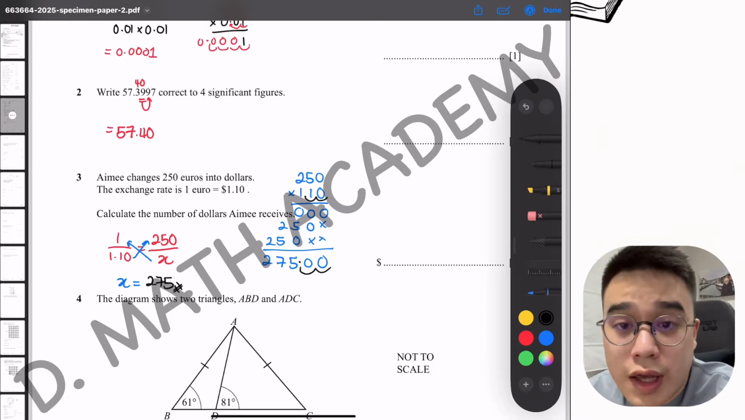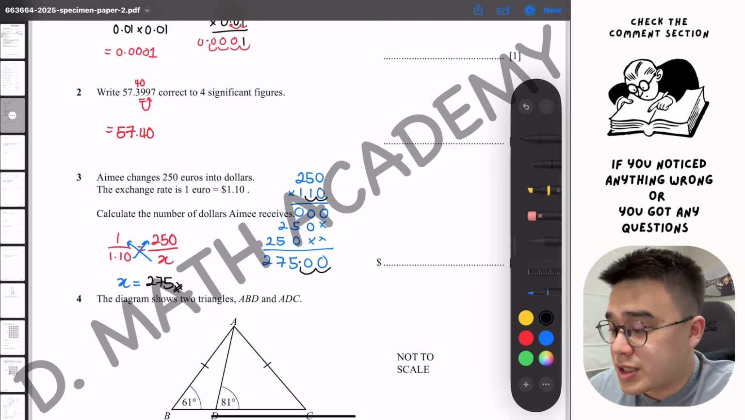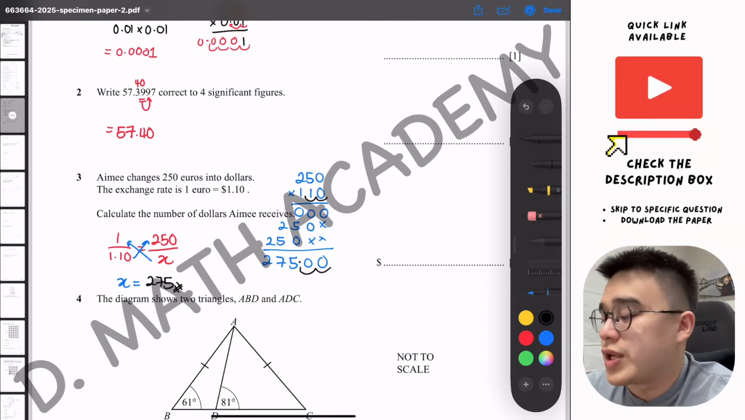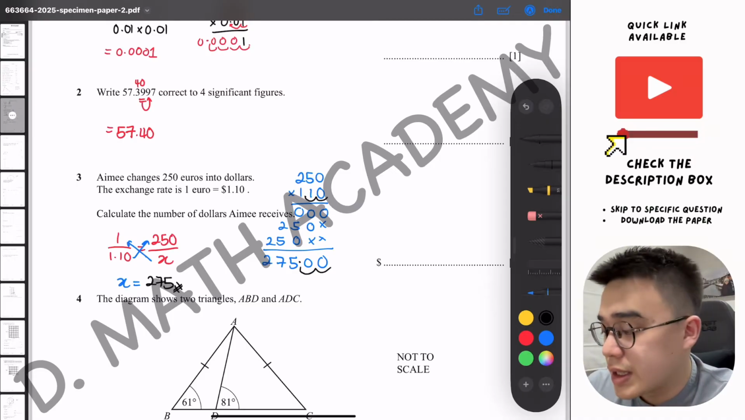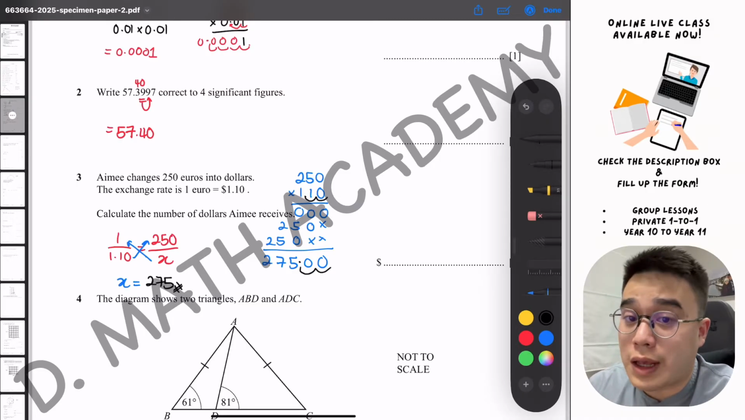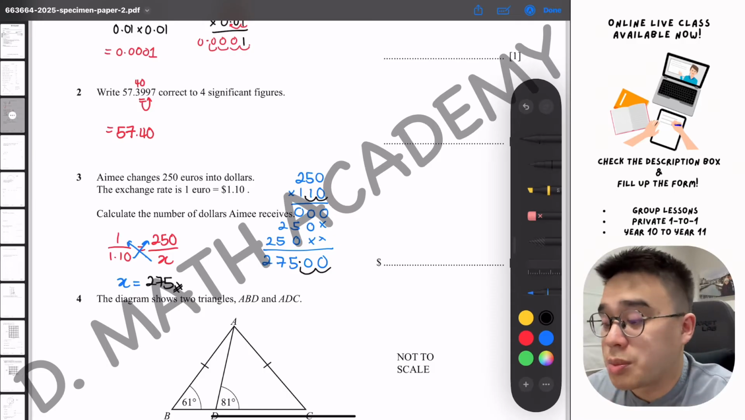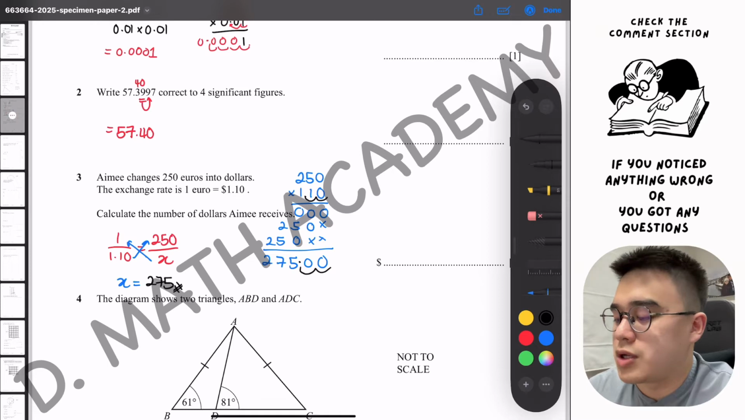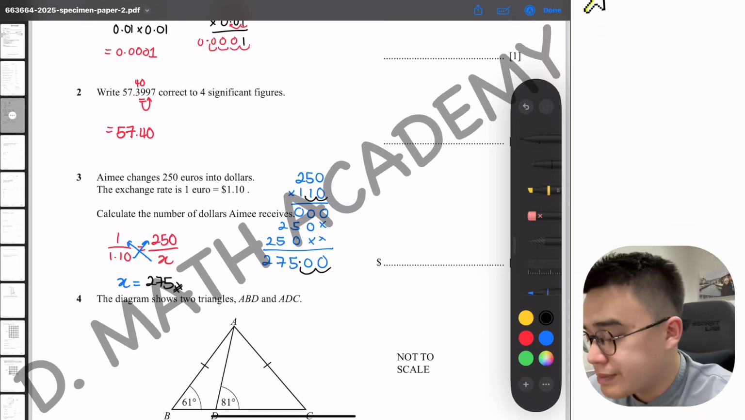275. Okay. So if you understand how to do it, what you should have done is just take 250 times 1.1 directly. Okay. This is the more manual method, which is applicable to all types of questions, which some students might find helpful. So you just adjust your own method based on what suits you best.